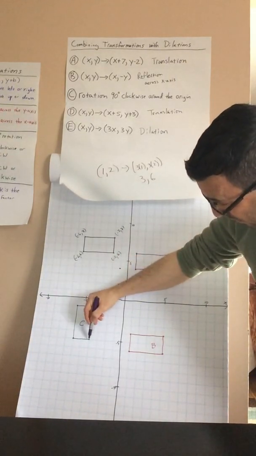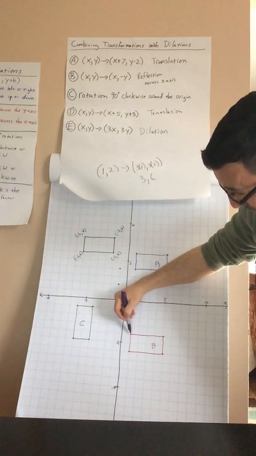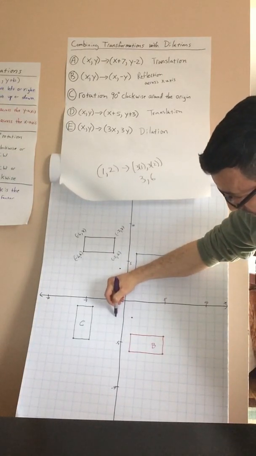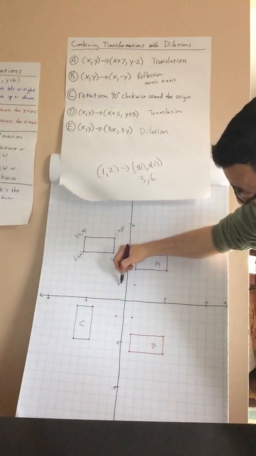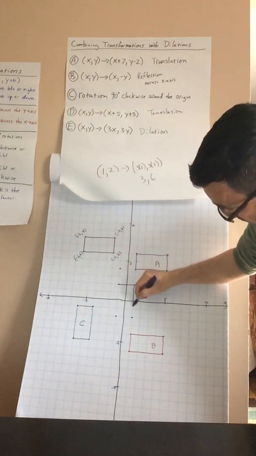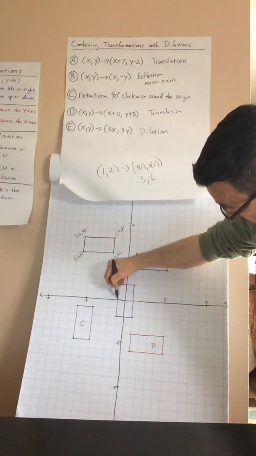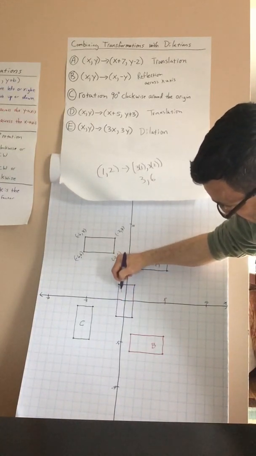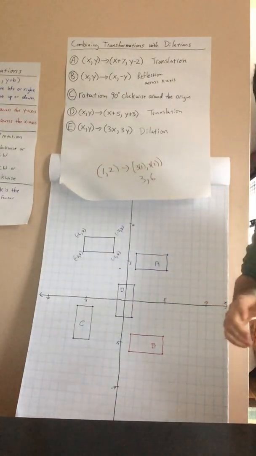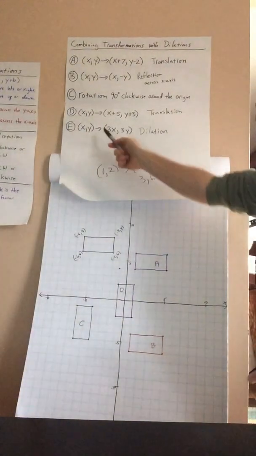I'm going to do that with the others. 1, 2, 3, 4, 5 to the right. 1, 2, 3 up. And I'm just going to put the last one there because I know it's got to be along the sides there. So there is now rectangle D. So we only have one more transformation to do, and that's our dilation.